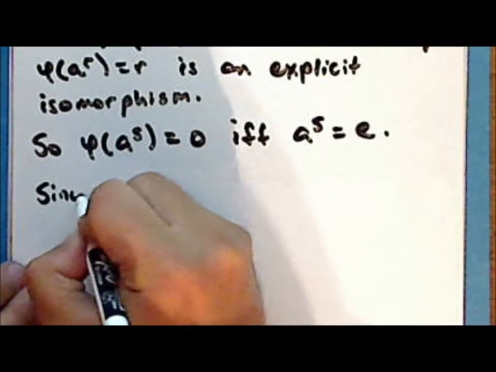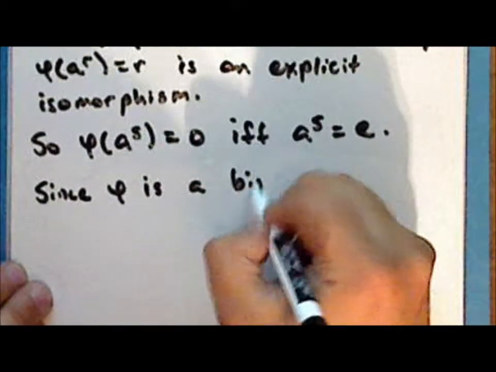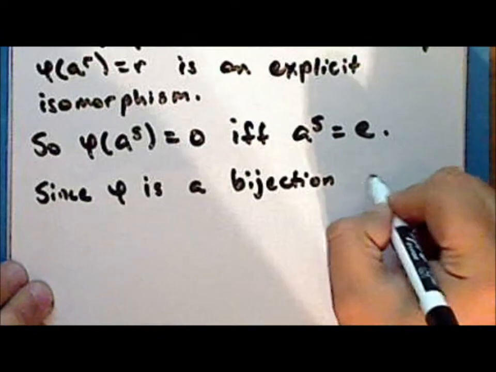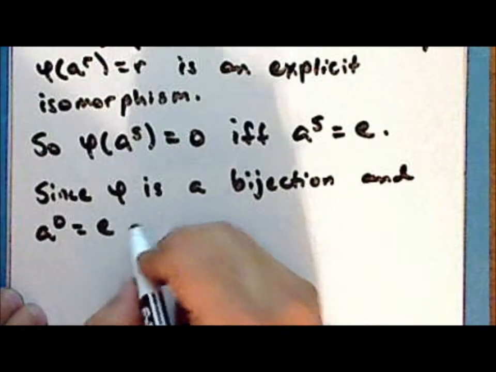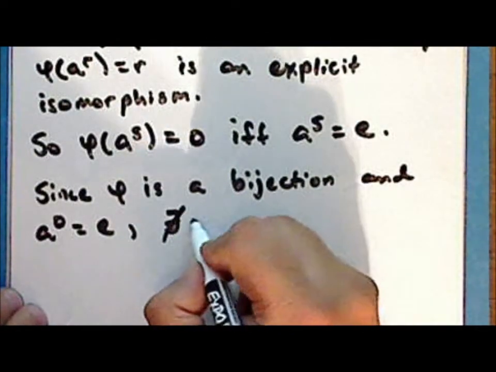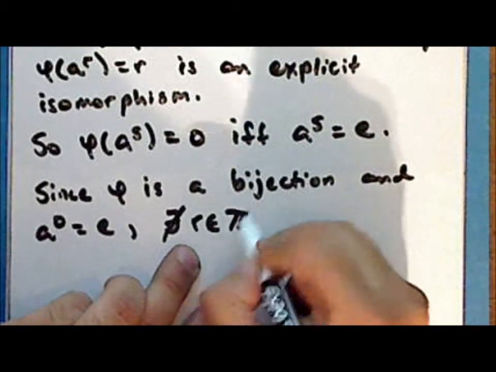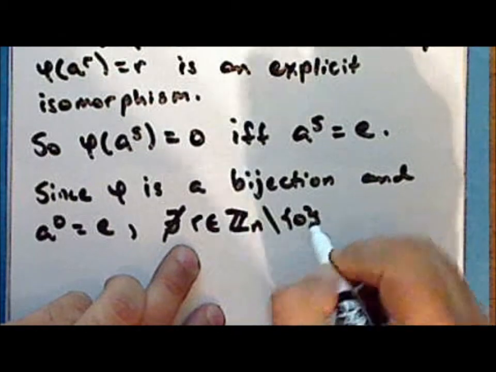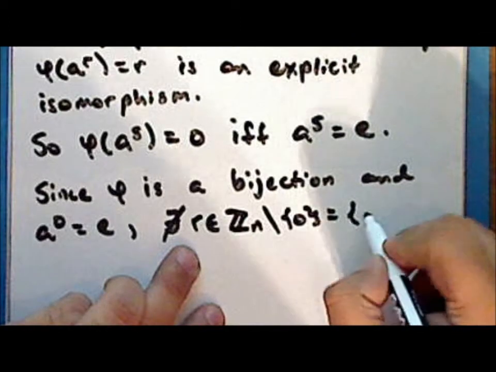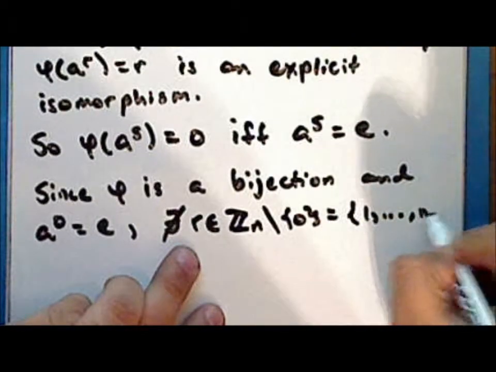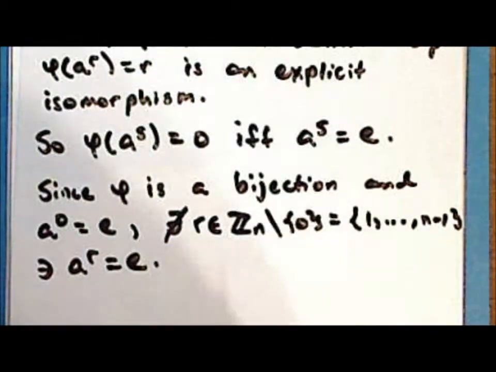Now, since phi is a bijection, and a to the power of 0 is the identity, there does not exist a positive integer r in the complement of the singleton containing 0 in the set of integers modulo n, which is the set of positive integers from 1 to n minus 1, such that a to the power of r is equal to the identity.